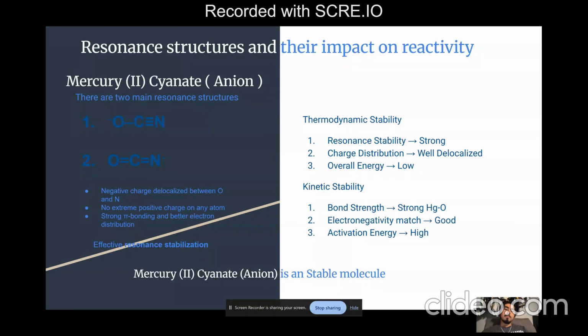So it has less reactivity. Using the thermodynamic stability, resonance stability is strong, charge distribution is well delocalized, and that negative oxygen, and the overall energy is low because it's stable. And kinetic stability, the bond strength between the mercury and the oxygen where it's connected to is strong, the electronegativity match is good, and activation energy is high, which means that it needs a lot of energy in order for it to react to things. That's why mercury 2 cyanate is a stable molecule.